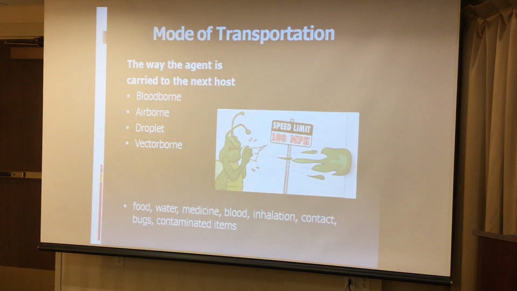But we have to have that escape vehicle. The next is the mode of transportation. That's the way the agent is carried to the next host. So it could be bloodborne, where you have contact with someone's blood with yours, airborne, droplet, and then vector-borne. An example of vector-borne are mosquitoes that spread West Nile, for example, and getting bit by that. So that's the kind of things we see as far as carrying to the next host. We can also see it indirectly through food, water, other contaminated items that you see below there.